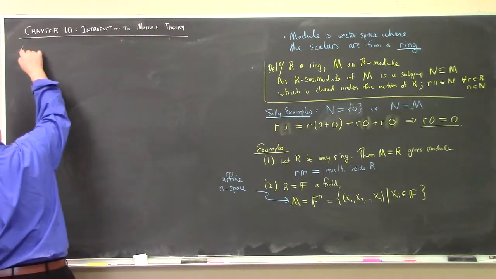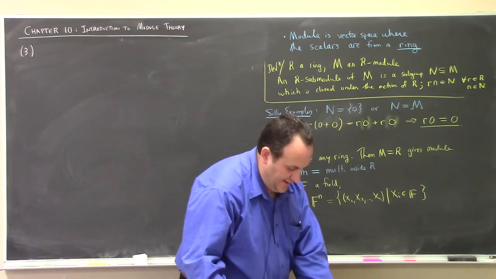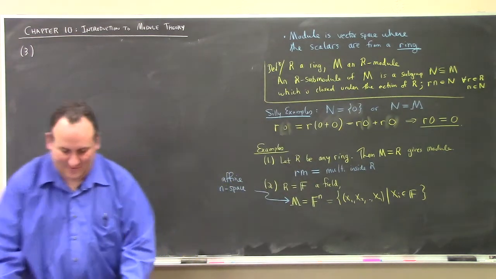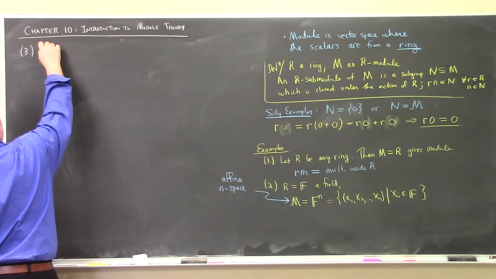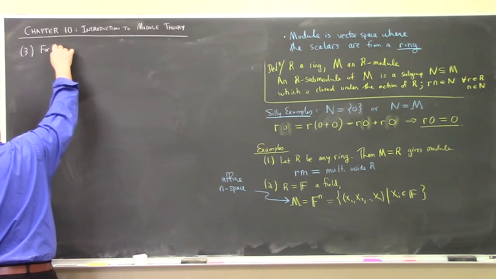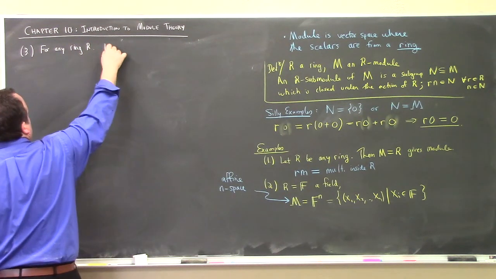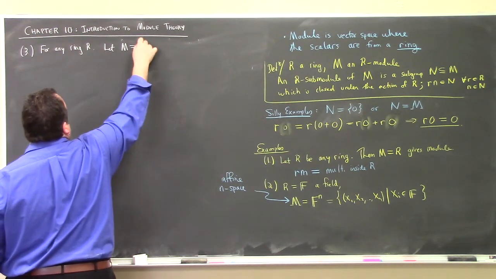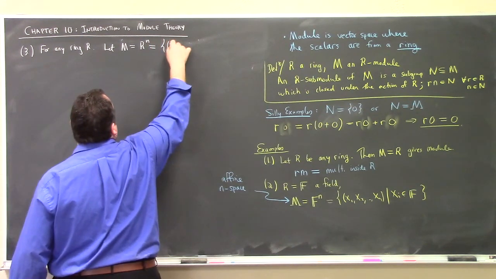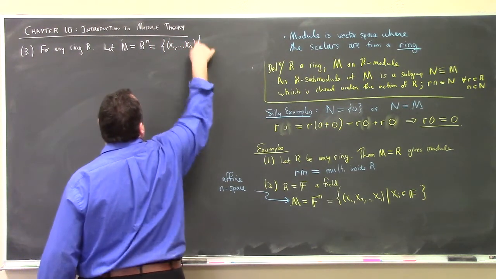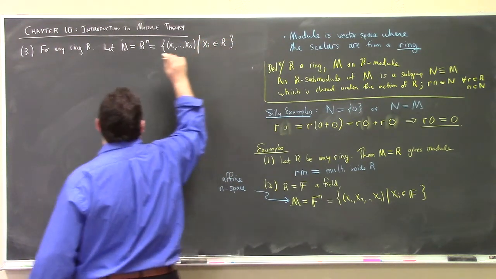Example 3. Ah, what do you know? Yes. See, I would have skipped straight to example 3 if I'd been more on my game. So, again, for any ring, let M equal to Rn, which of course is n-tuples of ring elements.